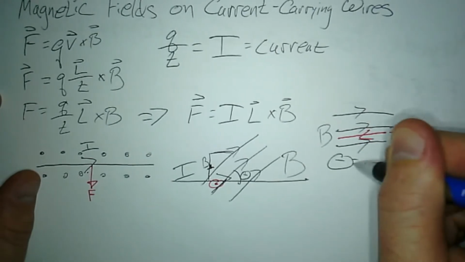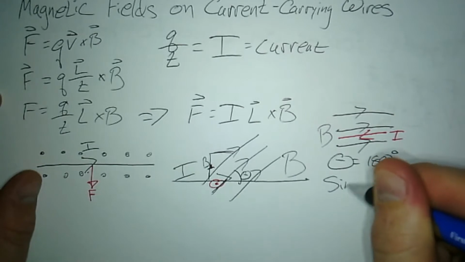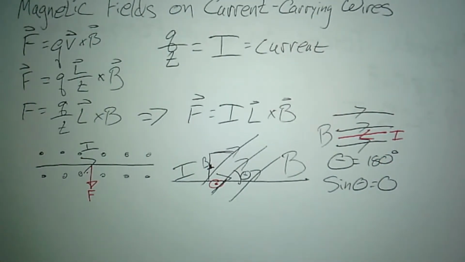So we can say theta equals 180 degrees. So sine of theta, in this case, is 0. But also you can just say that I can't put my hand in that position at all. There's no possible way. So the force must be 0 because the right hand rule can't be applied. Yeah, I mean that's the gist on wires in a magnetic field.